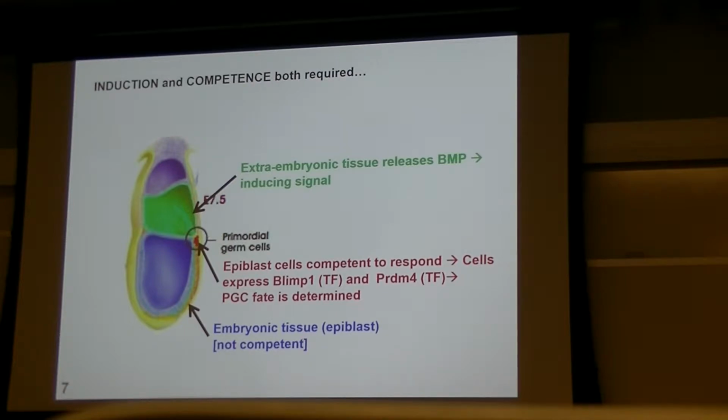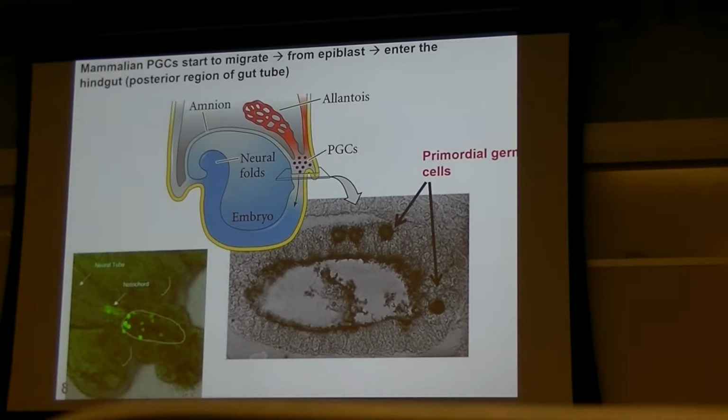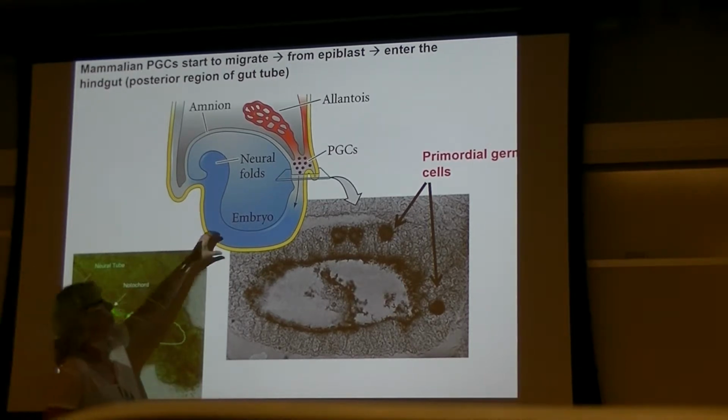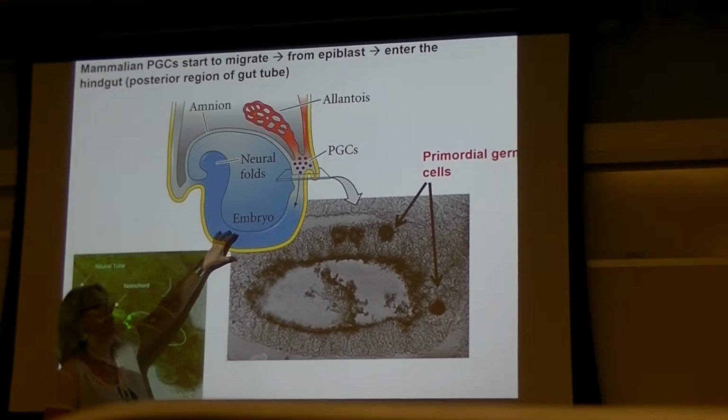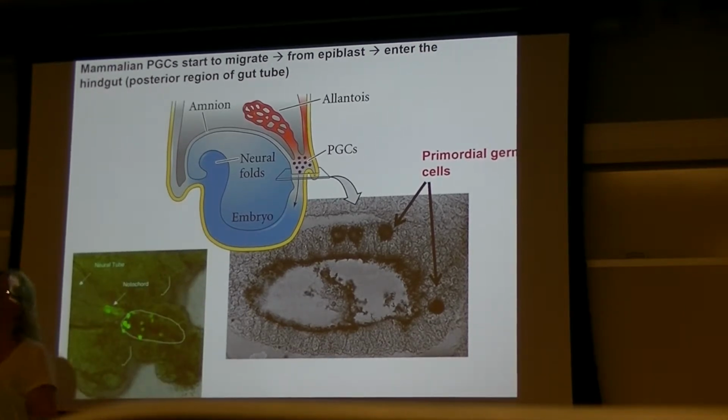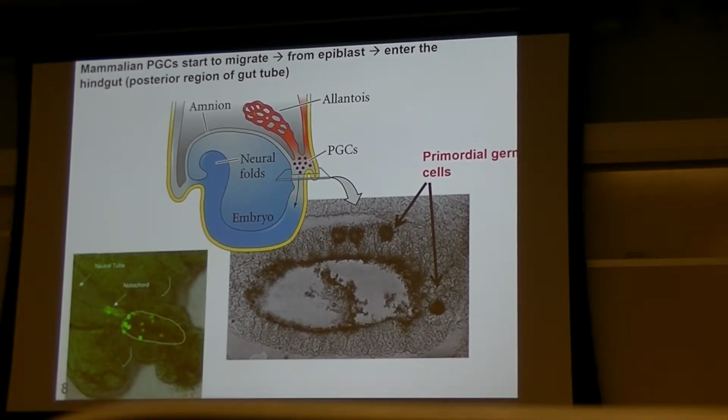So induction and competence. Then these cells are going to start to migrate. And so here you see that over on the right-hand side, the PGCs, these are the primordial germ cells, and they are going to migrate down through the epiblast portion of the embryo. So this is a layer, it's a couple layers thick, this epiblast, and these germ cells migrate as individuals.